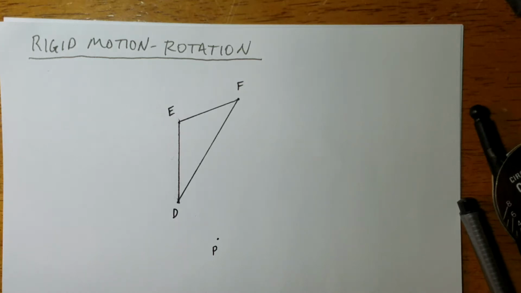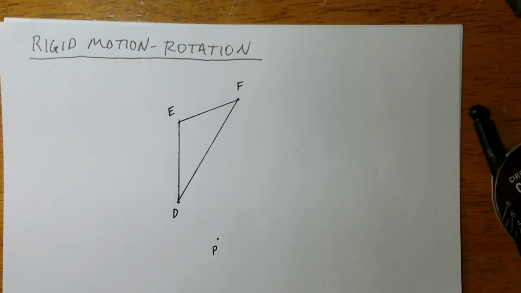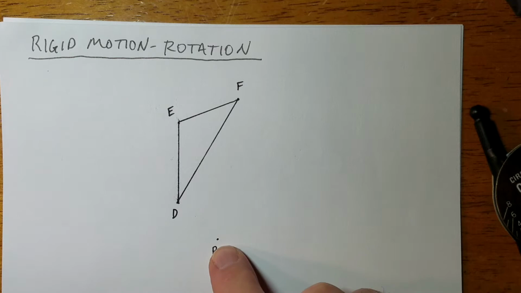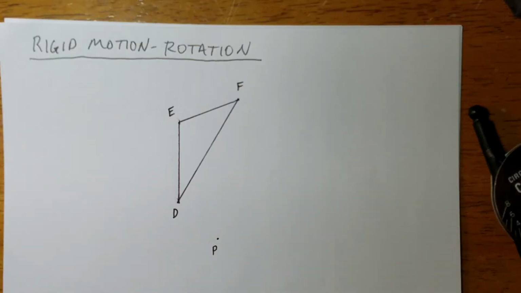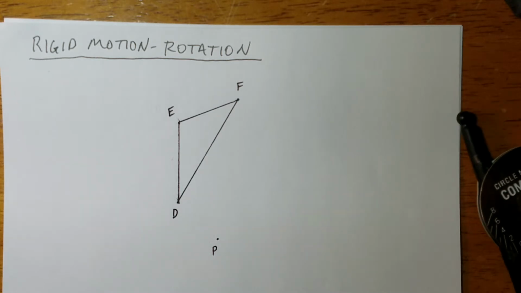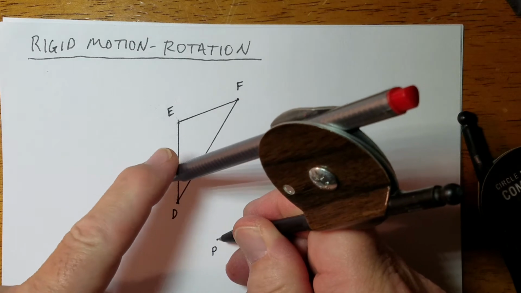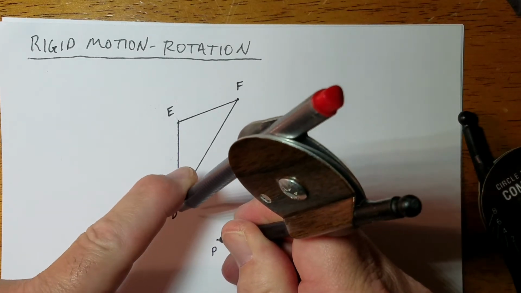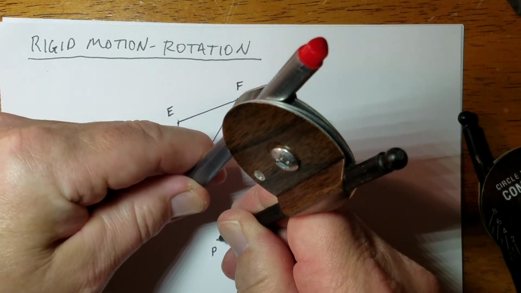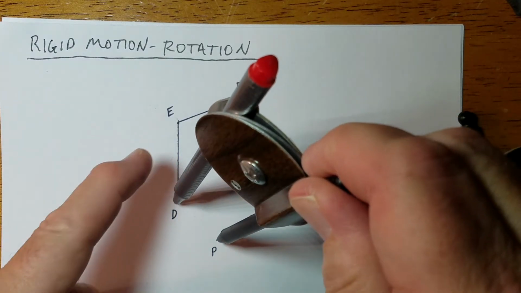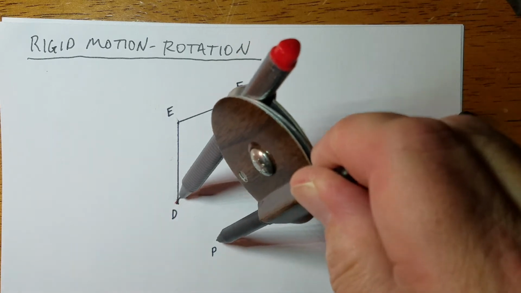In this video, I'm going to show you how to rotate a triangle about a point. Here we have triangle DEF and a point outside of the triangle called the center of rotation. To begin with, we place our compass on the center of rotation and we measure to one of the vertices of the triangle, point D, and here we can make a circle.